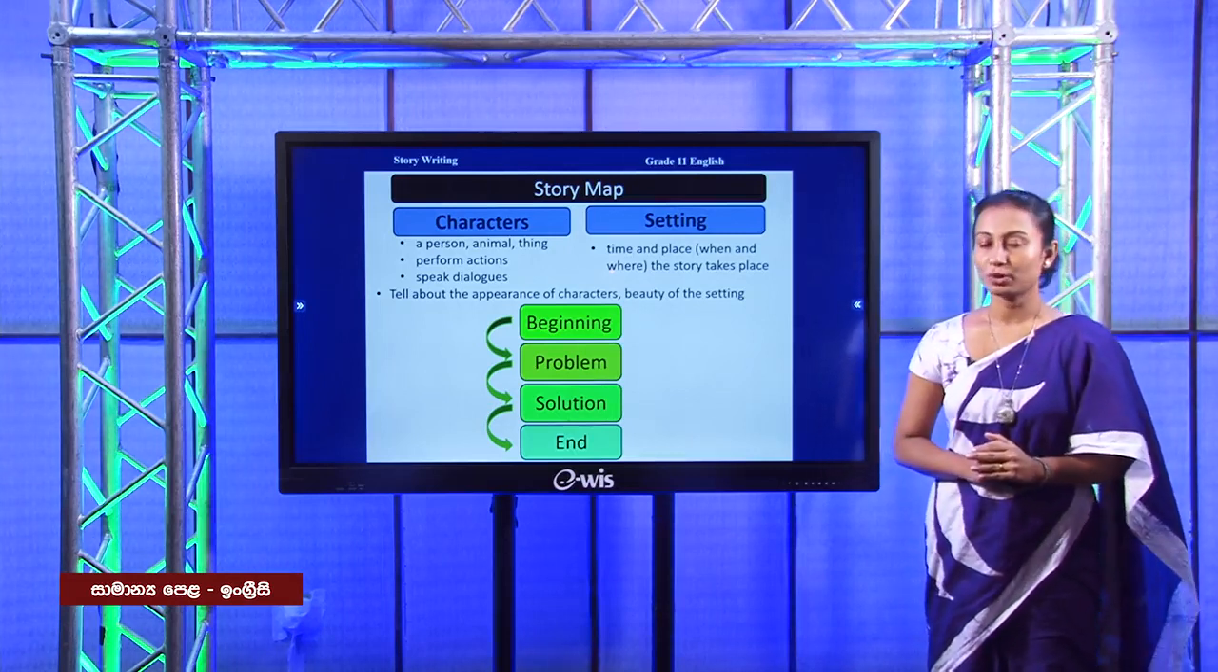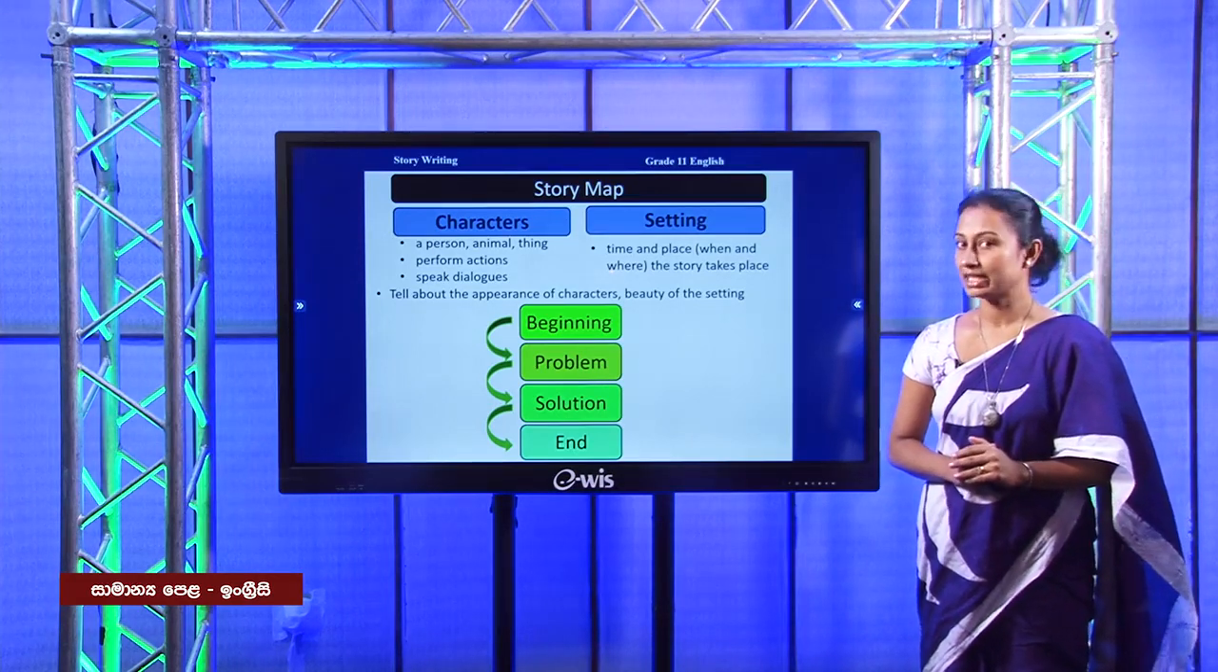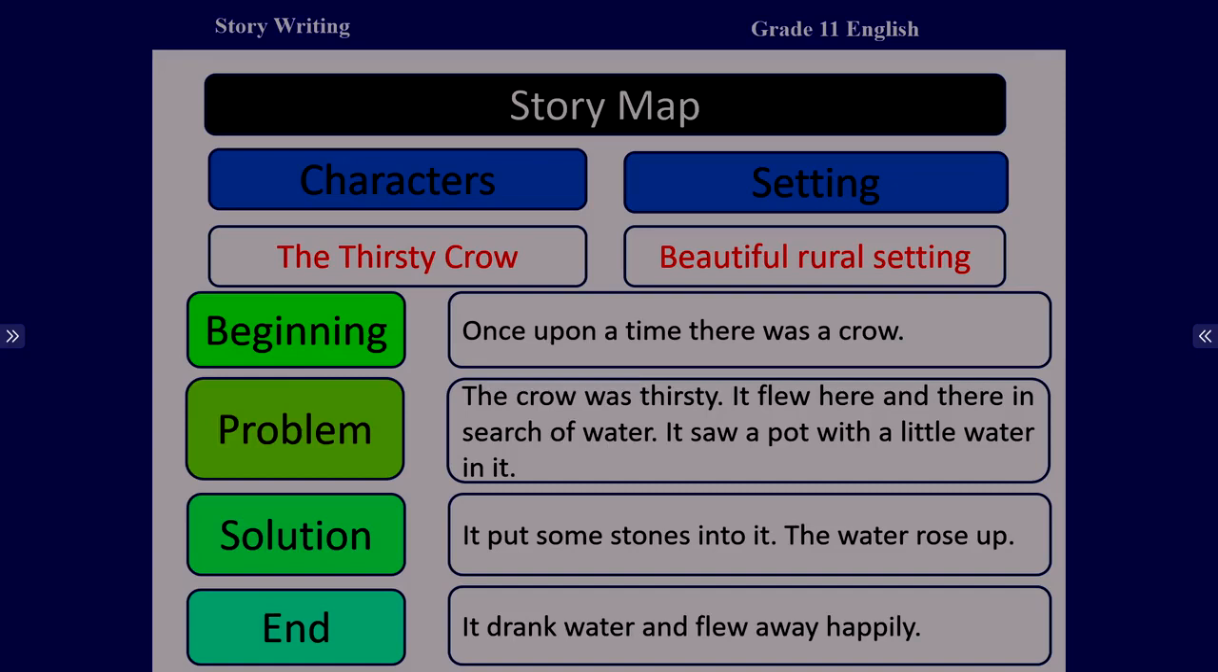Let's see the story of the thirsty crow in the story map. What are the characters of the story? There is only one character, the thirsty crow. What is the setting? Setting is a beautiful rural setting. Let's see the beginning. How did we begin the story? Once upon a time, there was a crow. That's how we began the story.